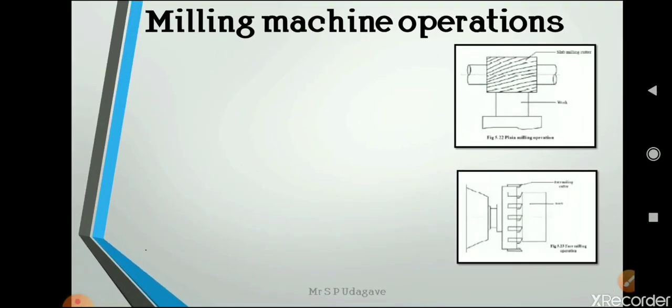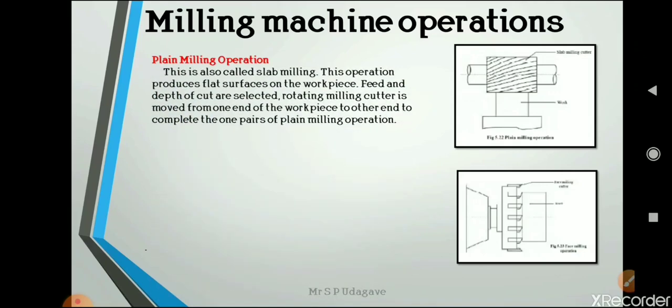So the first one is the plane milling operation. In this operation, also called a slab milling operation, the machine produces flat surfaces on the workpiece. The feed and the depth of cut are selected, and a rotating milling cutter is moved from one end to the other end to complete one pass of the plane milling operation.